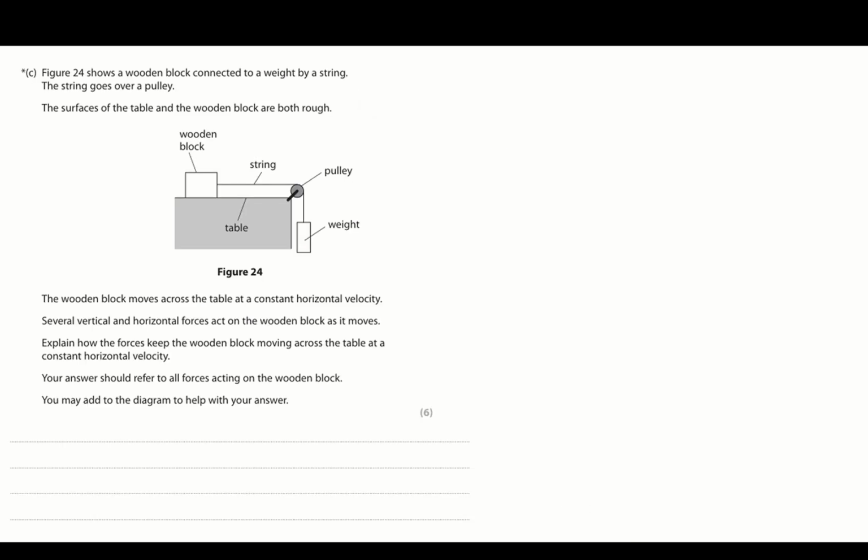Nice easy question there. And the next one looks really tricky, but it's actually quite a nice question. So we've got a wooden block connected to a weight by a string. So there's the string, there's the weight. The surfaces of the table and the wooden block are both rough. The wooden block moves across the table at a constant velocity. So already we know the forces are balanced, so they've got to be equal and opposite. Explain how the forces keep the wooden block moving across the table at a constant velocity. You should refer to all the forces.